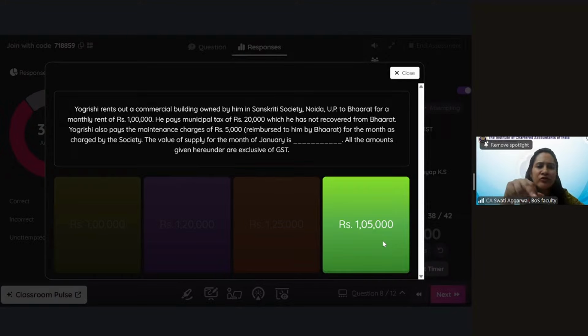Here we have not charged the municipal charges separately, so they are not includable in the value of supply. Whereas the maintenance charges have been reimbursed to him by Bharat for the month as charged by the society. That is why the value of supply in this case is rupees 1,05,000. Shall we move to the next question?